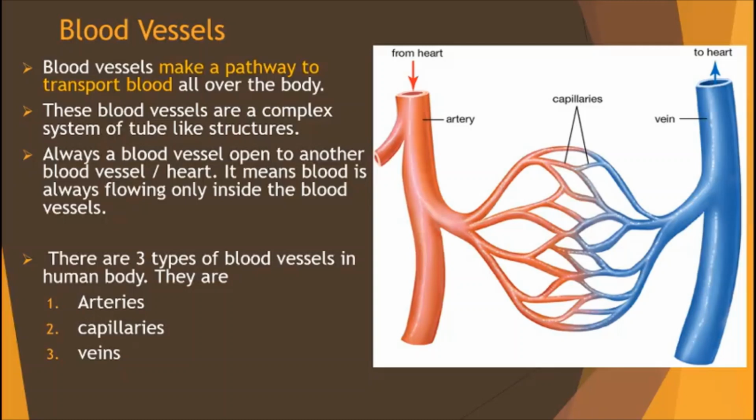There are 3 types of blood vessels in the human body. They are arteries, capillaries and veins. In the given diagram, on the left you can see an artery. It is colored red. On the right side you can see a vein. It is colored blue. In between the artery and the vein, there is a network of capillaries.